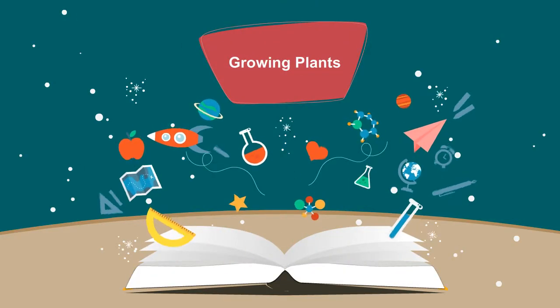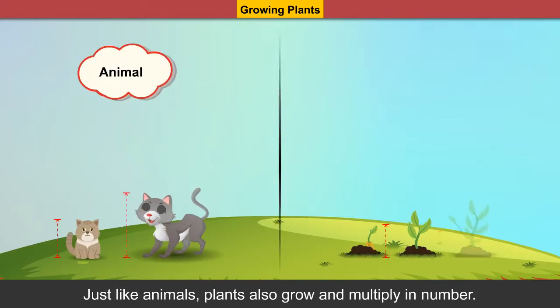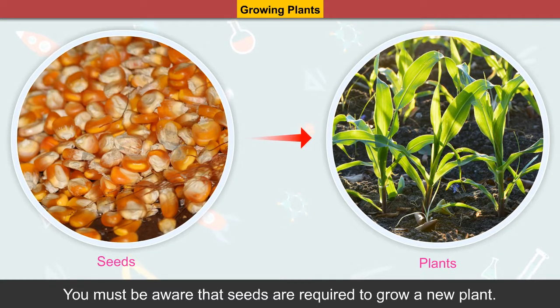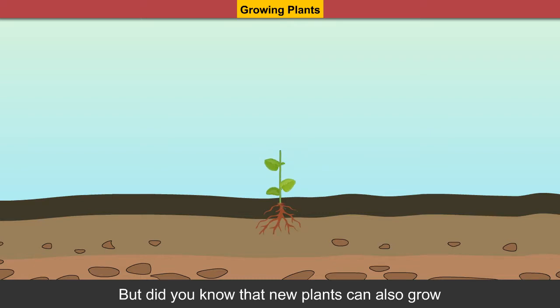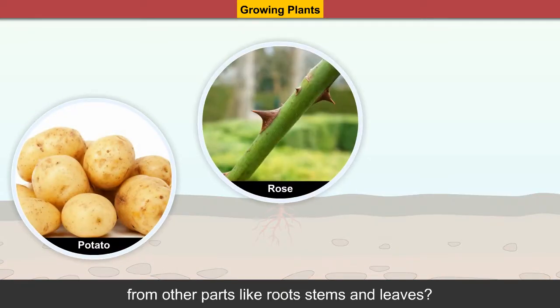Growing plants. Just like animals, plants also grow and multiply in number. You must be aware that seeds are required to grow a new plant. But did you know that new plants can also be grown from other parts like roots, stems and leaves?